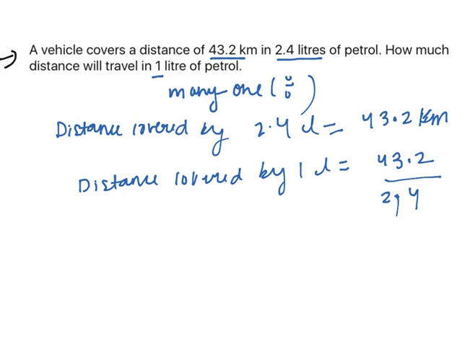2.4. Here this decimal can be cancelled by this decimal because we have to multiply by 10 to remove the decimal, and 10 divided by 10 will give us 1. When we divide 432 by 24, we will get 18. So it means in 1 liter of petrol, they can travel 18 kilometers.